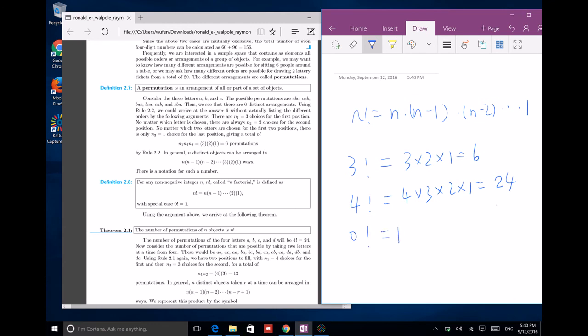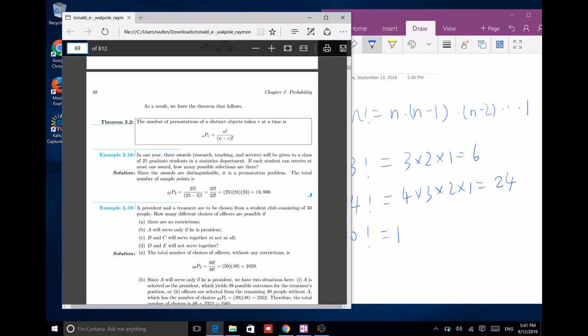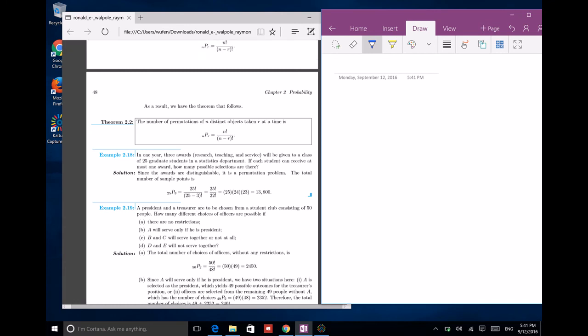The number of permutations of n objects is n factorial. And the second theorem is that the number of permutations of n distinct objects taken r at a time is n factorial over n minus r factorial. For example, in 1 year, 3 awards for research, teaching, and service will be given to a class of 25 graduate students in a statistics department. If each student can receive at most 1 award, how many possible selections are there?